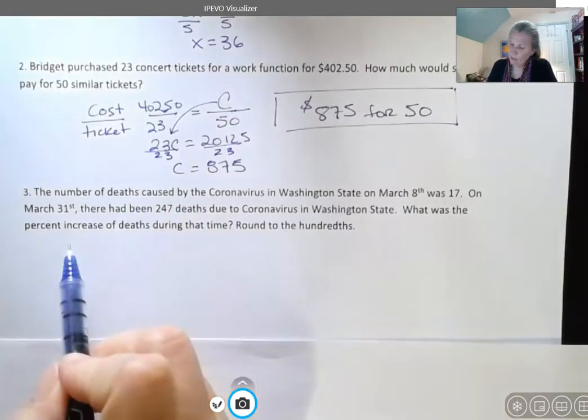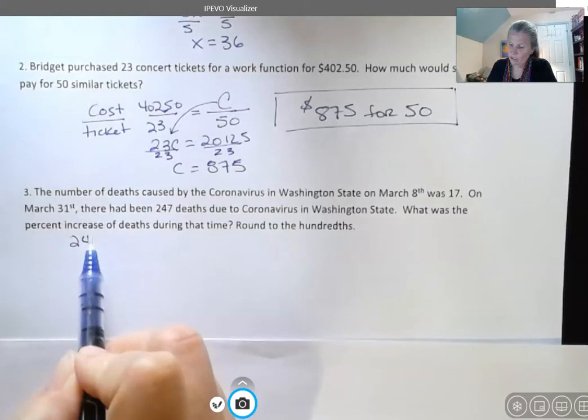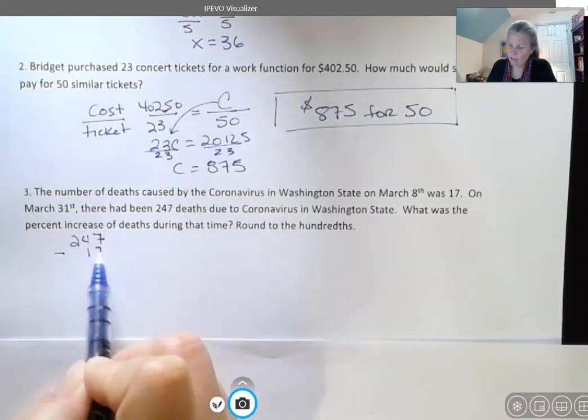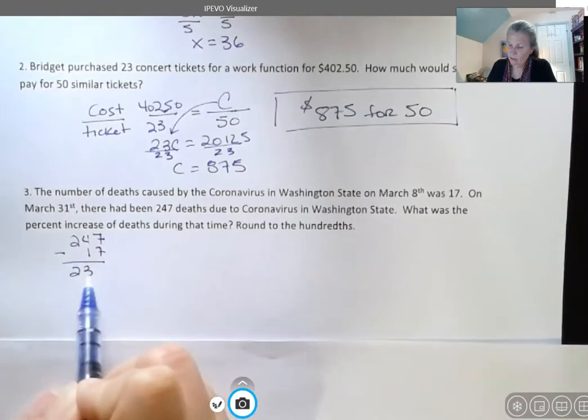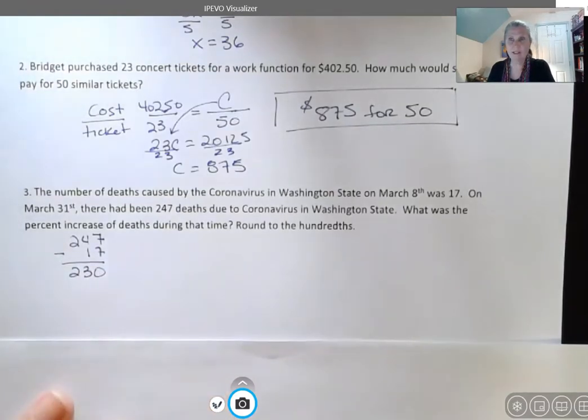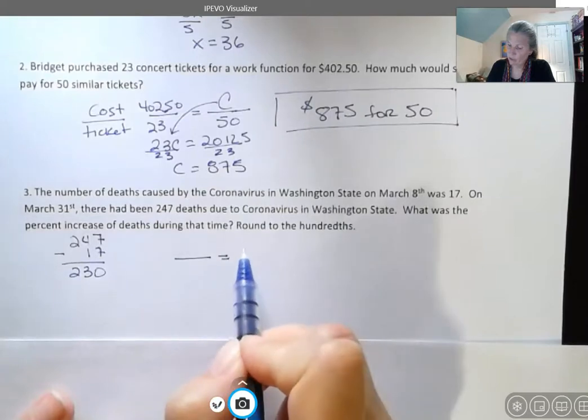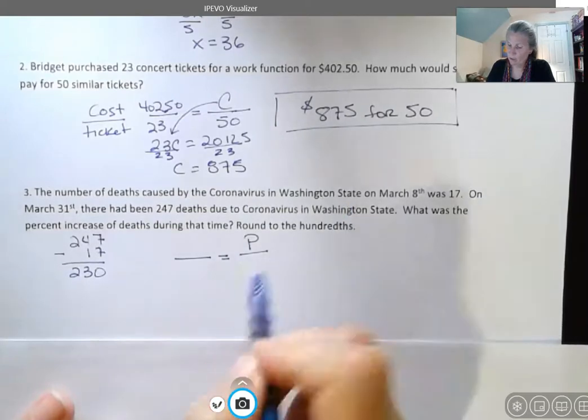So first of all, whenever I want to do this and I'm asking for an increase, I want to find out what is the increase. So 247 minus 17 tells it that there was an increase of 230. Okay, that's the change that happened, strictly not percentage wise, but just the number of deaths. So what I'm going to do is I want to find out what the percent is. So that's what I don't know in this problem.